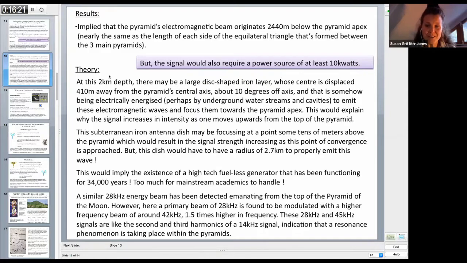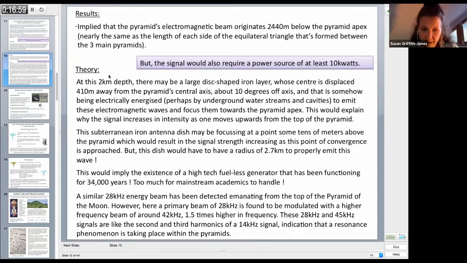But now this is extraordinary, this dish would have to have a radius of 2.7 kilometers to properly emit this wave. So again, that's a huge size of iron plate deep inside the Earth. And I suppose it's feasible, and it could be that this is actually there. The one thing that I don't know is whether they have been able to actually detect this or whether this is still just a theory.